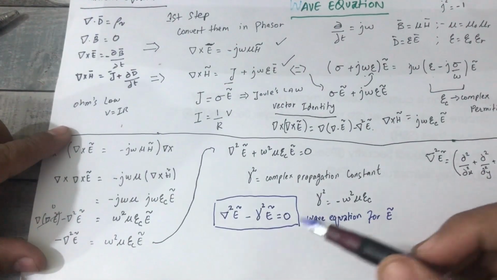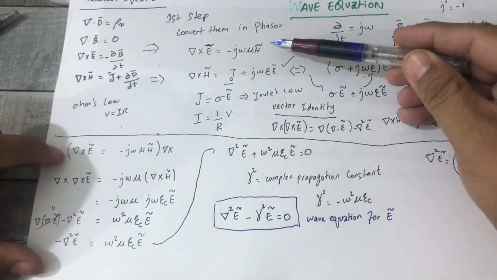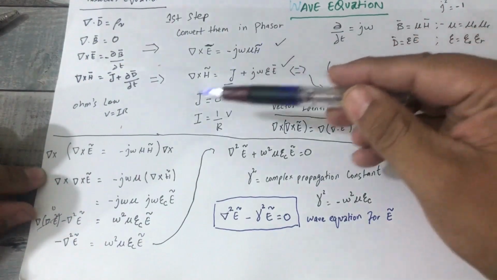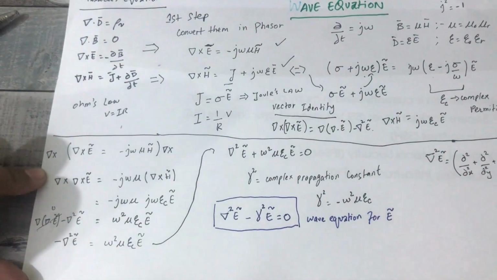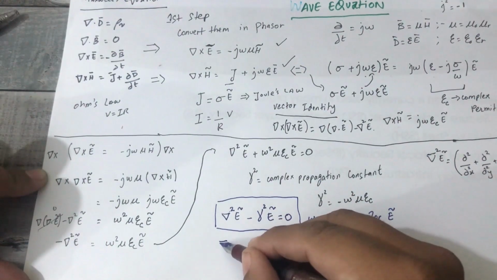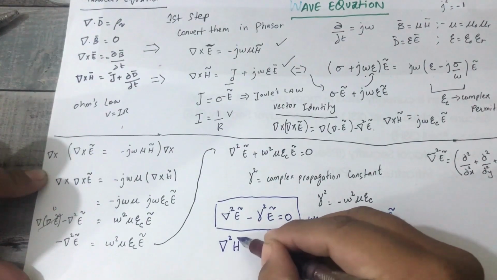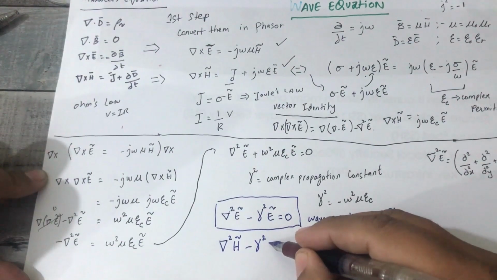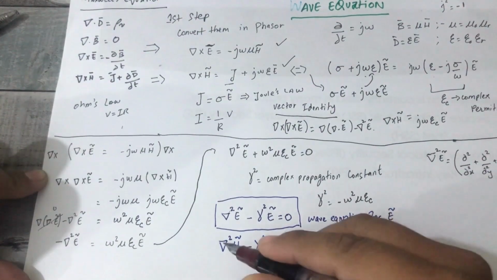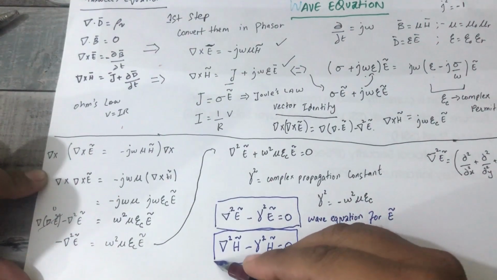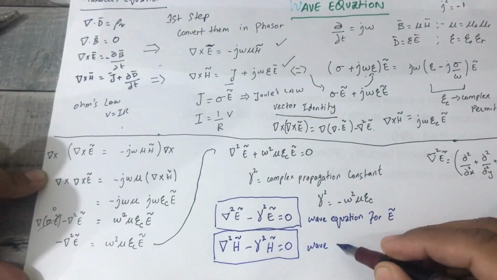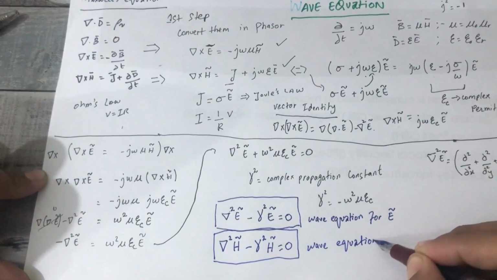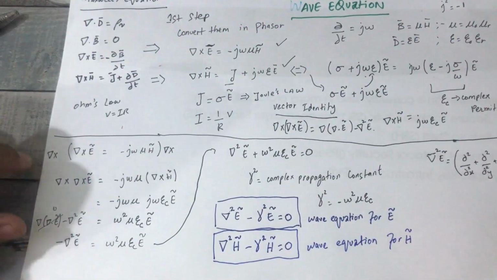Now, if I redo that process again, starting from the other Maxwell equation and doing the same steps, I will come up with the other equation, which is known as the wave equation for H. If I do the same process but with H instead of E, I end up with del squared H minus gamma squared H is equal to 0. This is your wave equation for H. Very, very important equation.